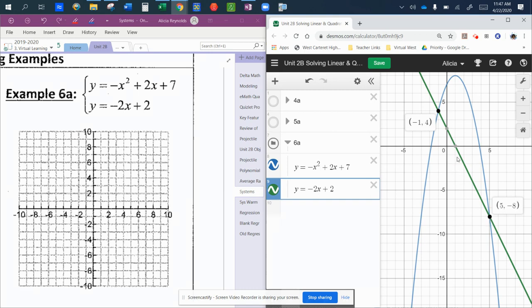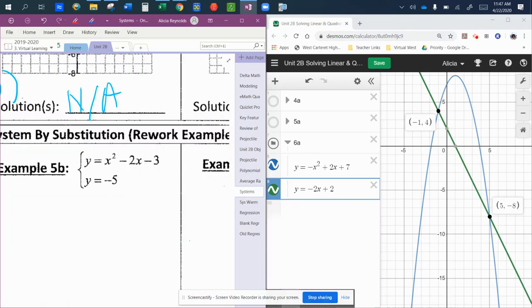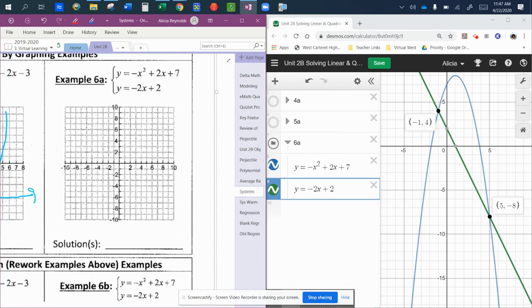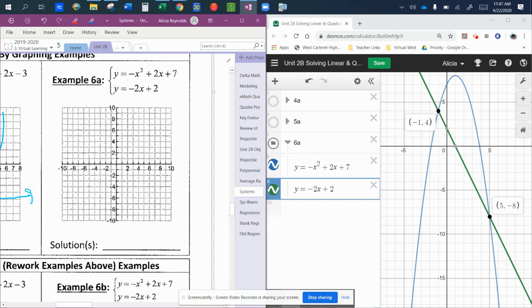our intersections. These other two gray dots on our green line represent our y-intercept and our x-intercept. So those are just two other key features of that line. But our intersections, which is what we're looking for, are going to be (-1, 4) and (5, -8).